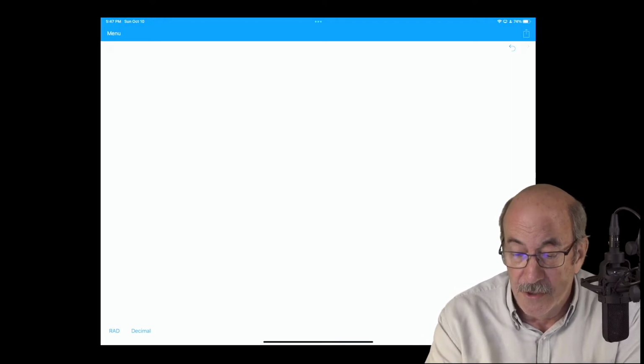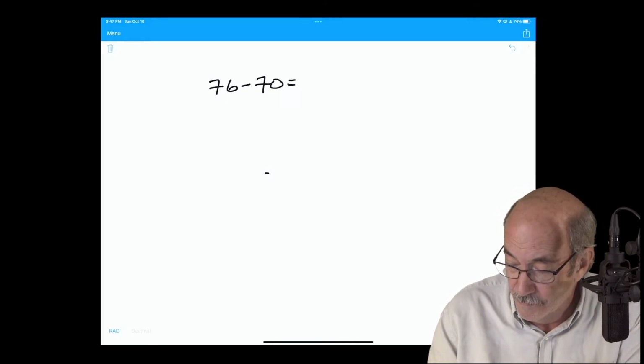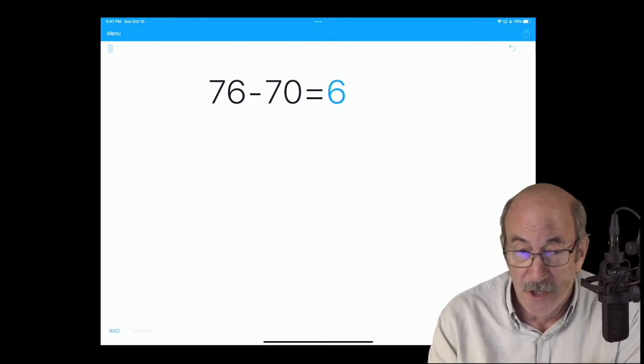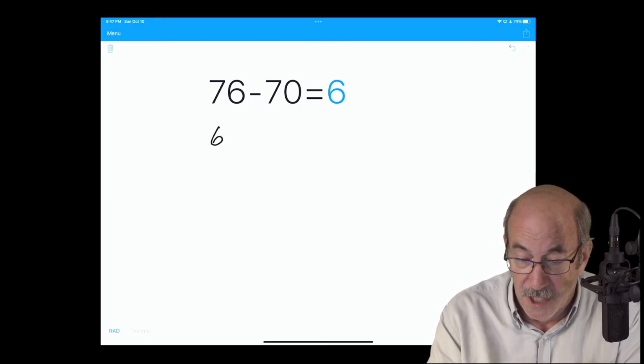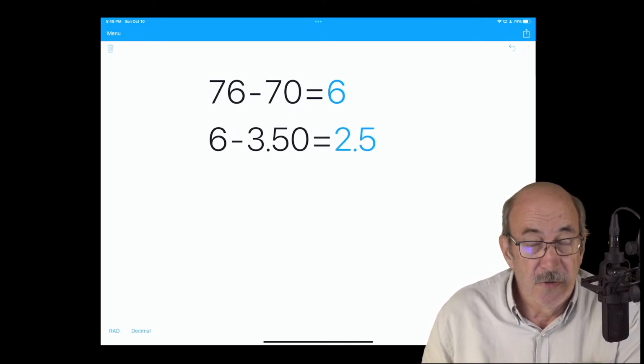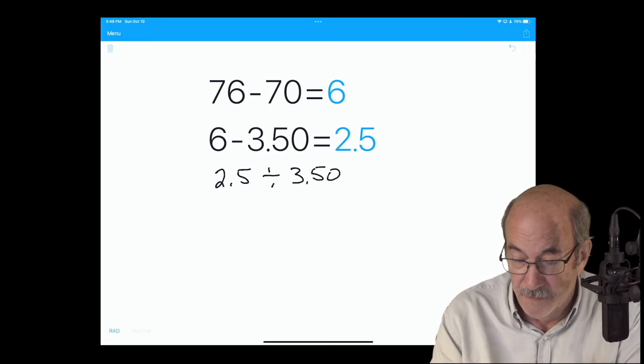So if we take the 76 minus 70, that's our gain. $6 minus $3.50, which is our premium. So that's $2.50 on every share. And then $2.50 divide by our initial investment of $3.50.